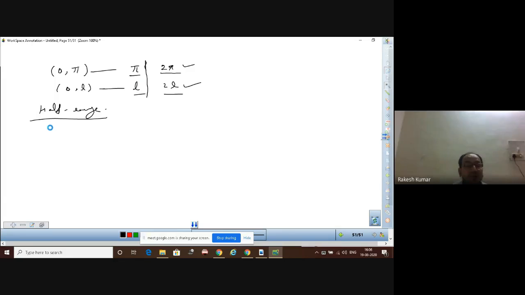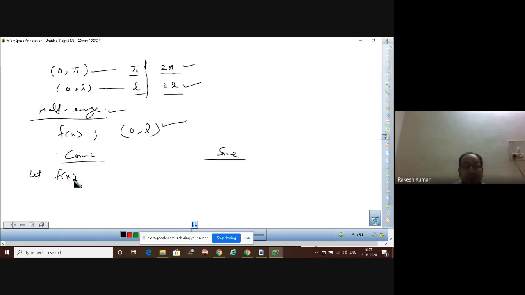Now they can ask questions about how to find the Fourier series with the half of the range of a function. Suppose we have a function f of x with the interval 0 to L. Then it is clear this is a question of a half range because the period becomes L in place of 2L. It means they can ask either to find a half range cosine series or a half range sine series. Half range, always keep this thing in mind.